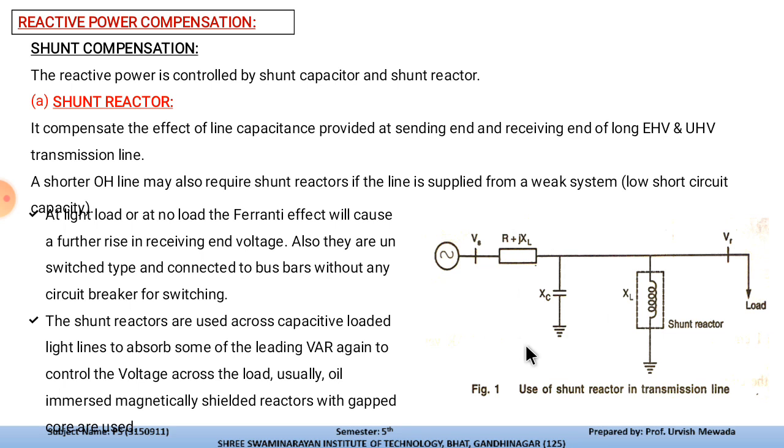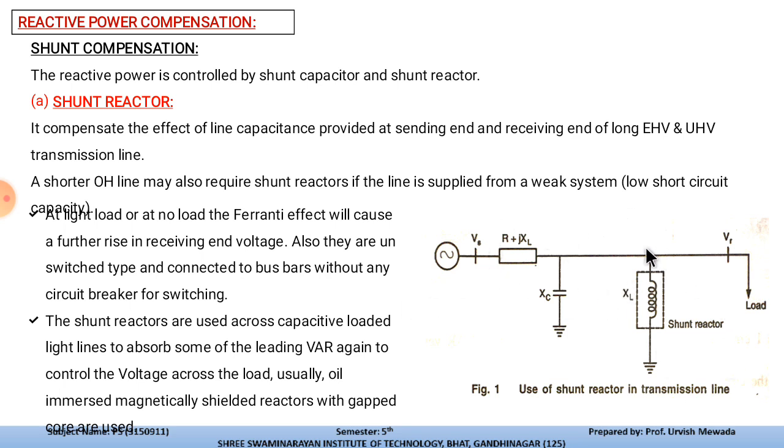And if you measure the receiving end voltage, it will be higher compared to the sending end voltage. So we need to compensate that voltage using a shunt reactor. So this Ferranti effect will cause a further rise in the voltage. Also, these are unswitched type, meaning we cannot switch them on and off, and they are connected to the bus bar without any circuit breaker for switching.